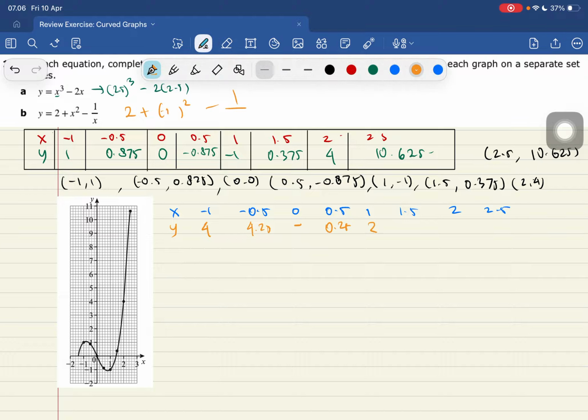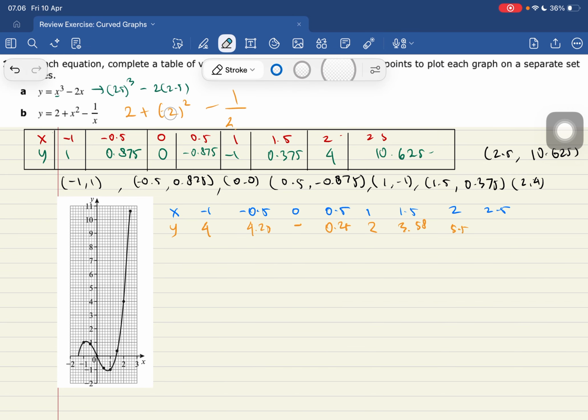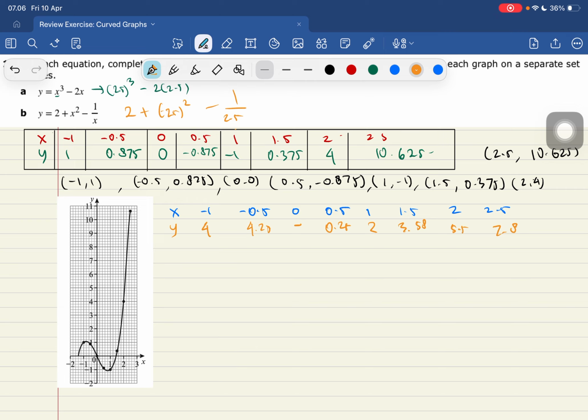If 1.5, just substitute here, so we get 3.58. Next, if 2, we just substitute 2 and 2, so we get 5.5. Last, if 2.5, we just substitute 2.5, 2.5, and you will get the answer of 7.85. So here is the table.